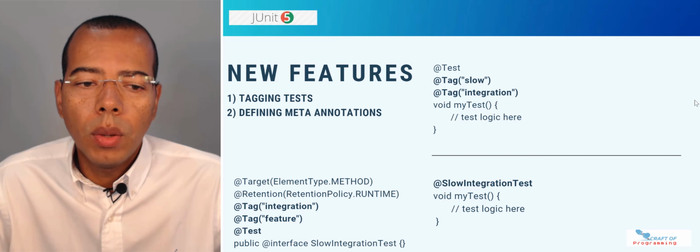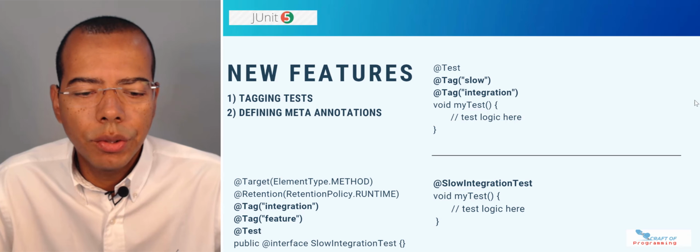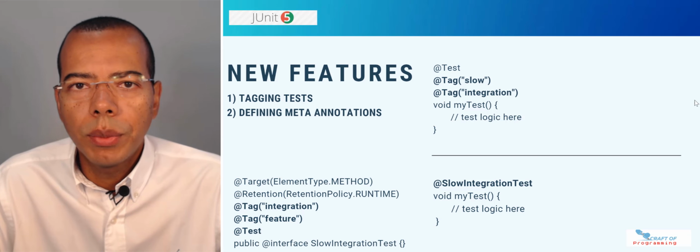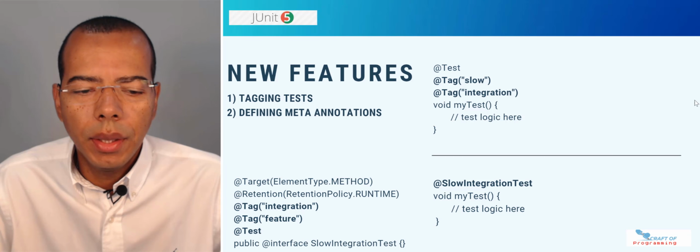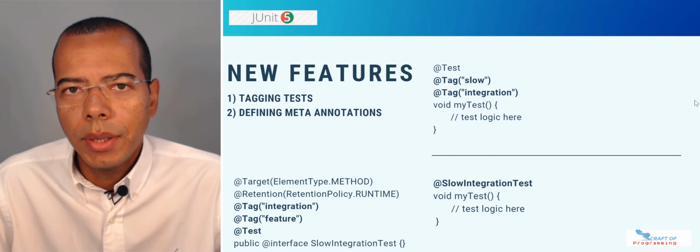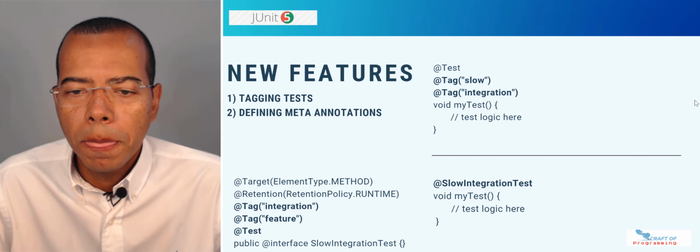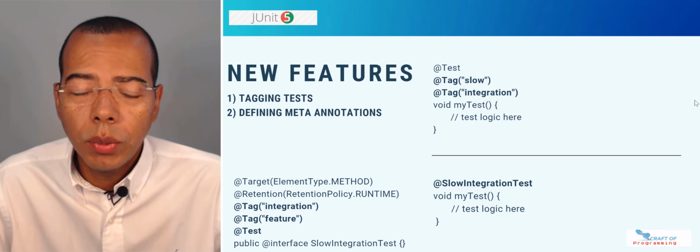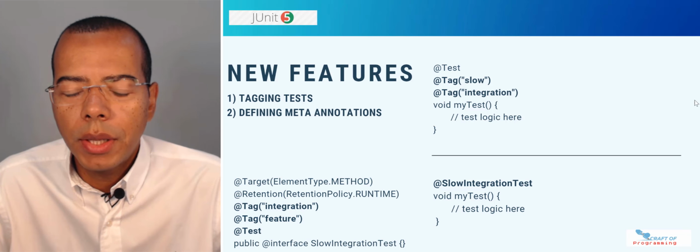One other way that you could do the same thing is to define a meta annotation, which in this case is the slow integration test, where, as you can see, we're defining the tags integration and slow to define a slow integration test meta annotation that you can then use in your test. So both ways are equivalent. One uses just the built-in tags, another one uses a custom or meta annotation tag, but both are equivalent.